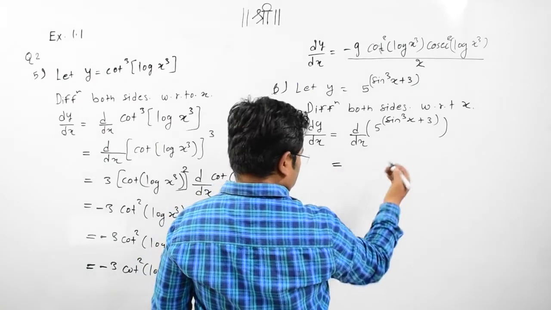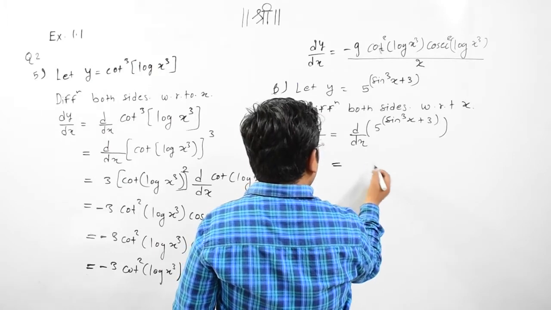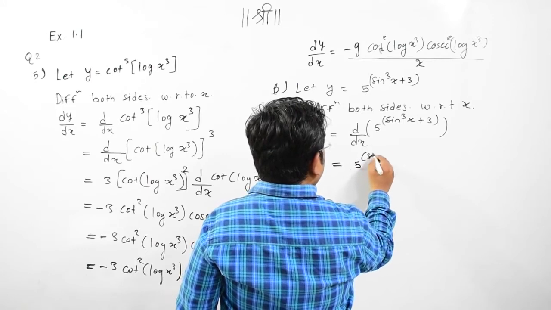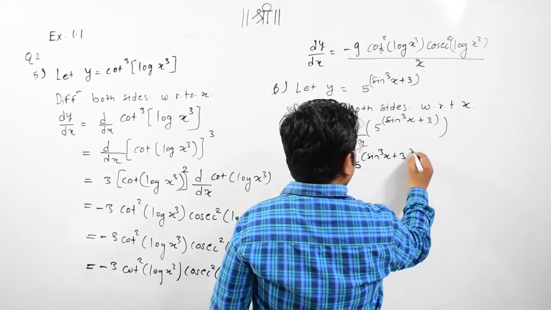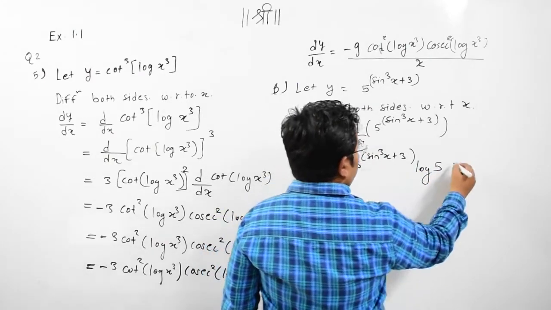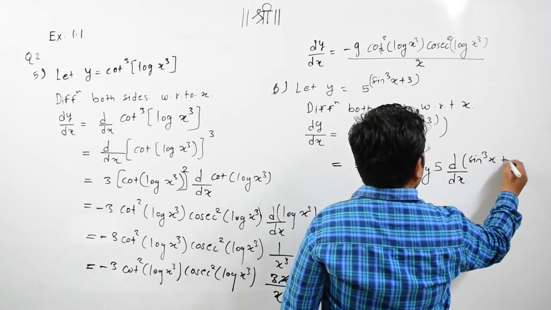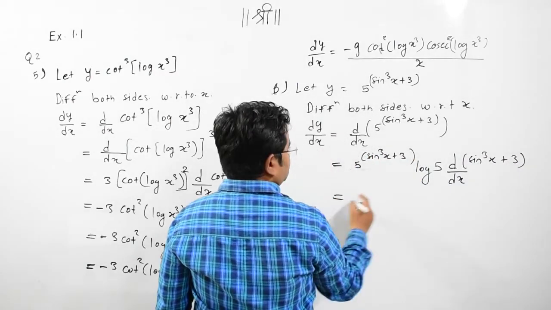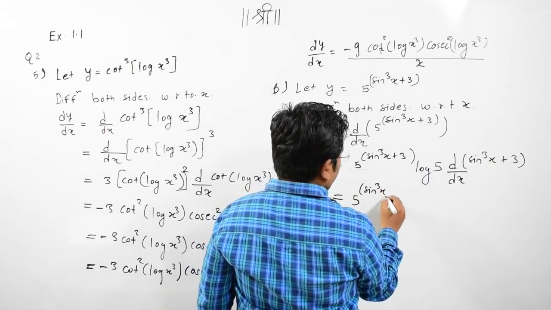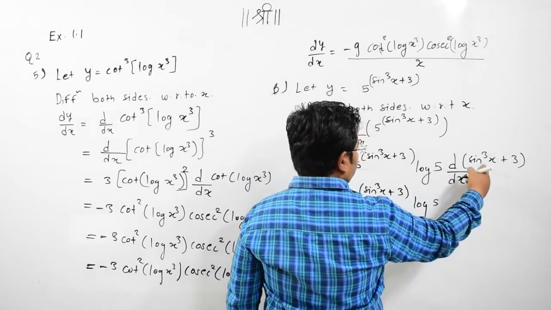Now next step, we can take it as a raised to f of x. So what is the derivative of a raised to f of x? It is a raised to f of x, which will be 5 raised to (sine cube x plus 3), into log of 5, meaning log of a. We can use that formula again, and put d upon dx of sine cube x plus 3. So what is the derivative of sine cube x?